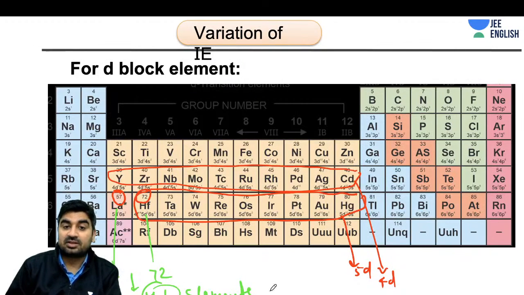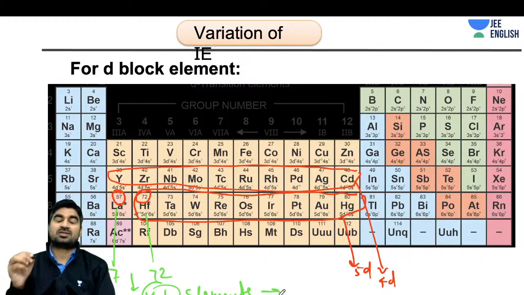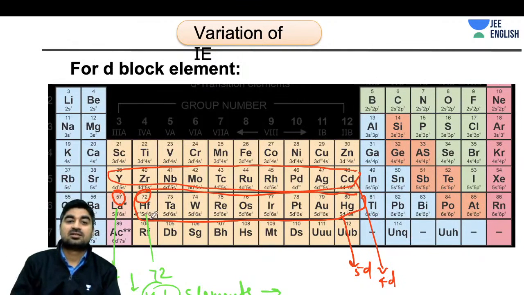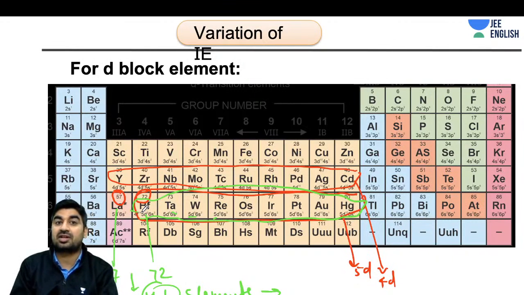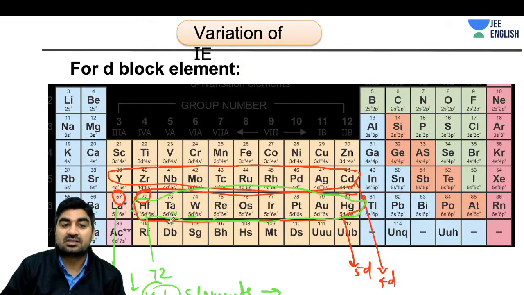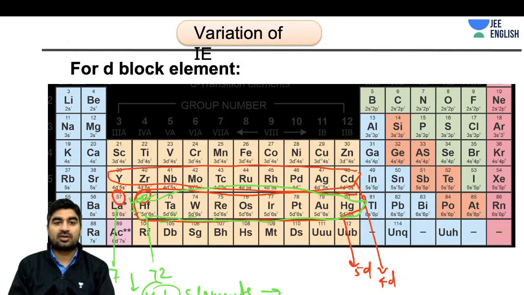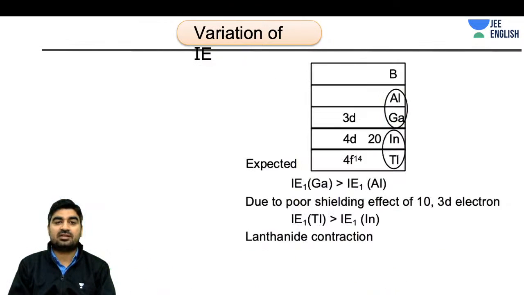The F electrons of these 14 elements have very poor shielding effect. D also has very poor shielding effect. Due to that poor shielding effect, the net force of attraction will increase. As a result, these will experience lanthanoid contraction. Their size will shrink and ionization energy will increase. Do you remember it? So this is the reason why ionization energy increases.